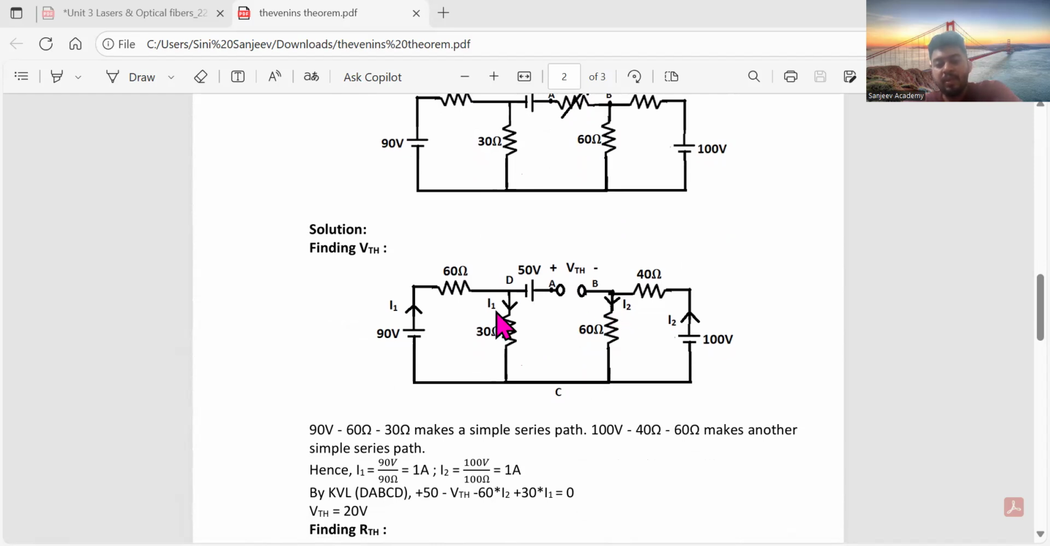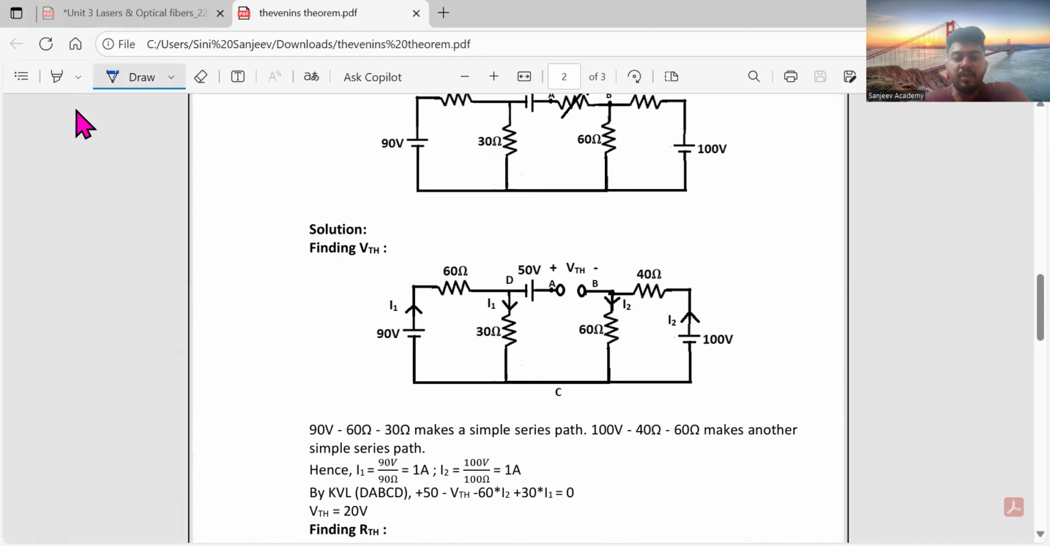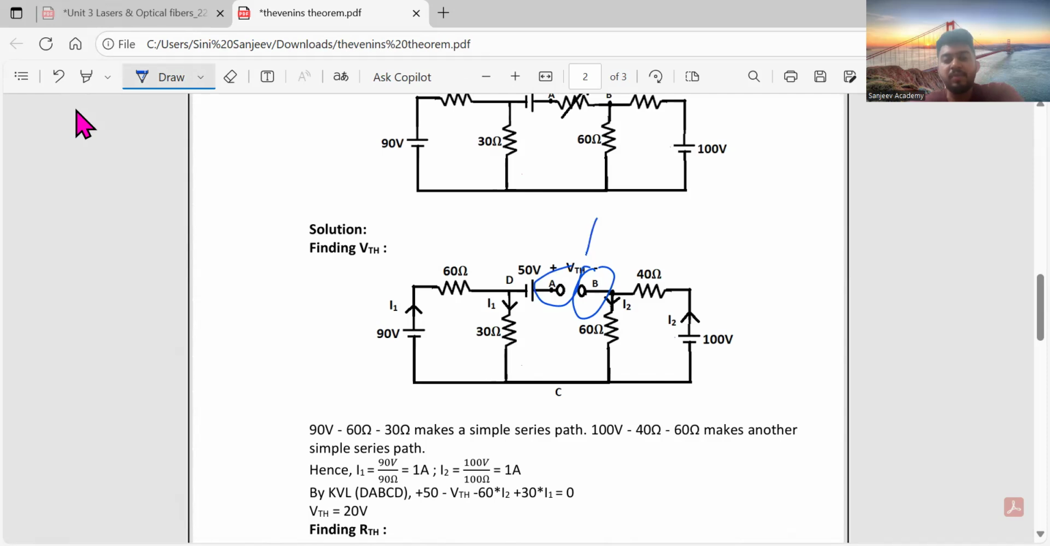Now, as you can see here, 90, 60, 30 makes a simple series path. With the 90 volt, this whole thing makes a simple series path, and another 100, 40 and 60. Since it is an open circuit, the current is 0, so we can ignore this junction completely, and this part and this part also. Open means the current value is 0.